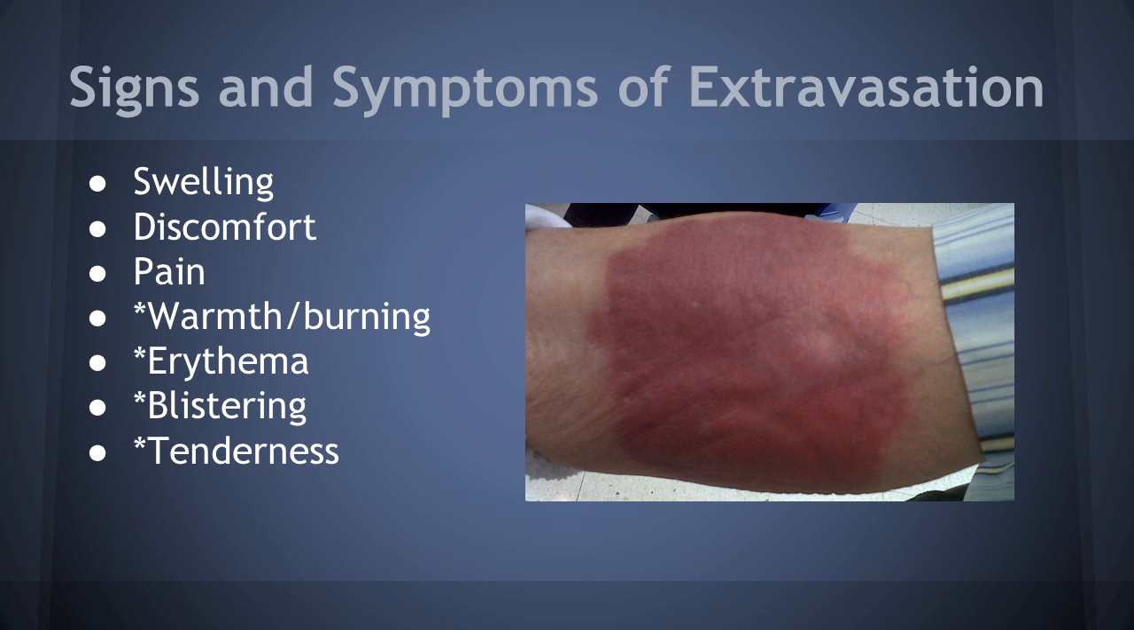So the signs and symptoms of extravasation include swelling, discomfort, and pain, which is also seen in infiltration. The differences are: extravasation has warmth, burning, erythema, blistering, and tenderness. This is because you have that leakage of vesicant into the surrounding tissue. The vesicant causes inflammation and skin irritation, which you can see in this picture on the slide.